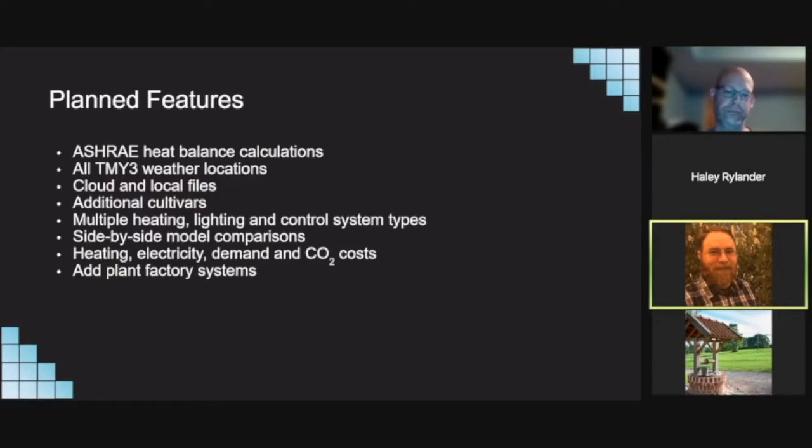Included will be the cost of natural gas, electricity, demand charges, and CO2 costs in case you're doing CO2 supplementation, so the full utility cost picture will be present. We also want to model plant factory systems. Some growers may be considering whether to build a greenhouse or a plant factory in a particular location. They could design both systems within the tool and then compare them side by side to see what the energy and cost picture would look like.